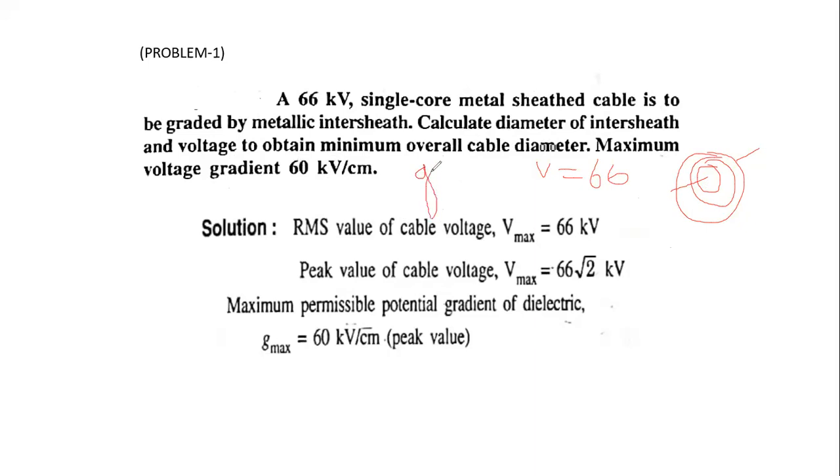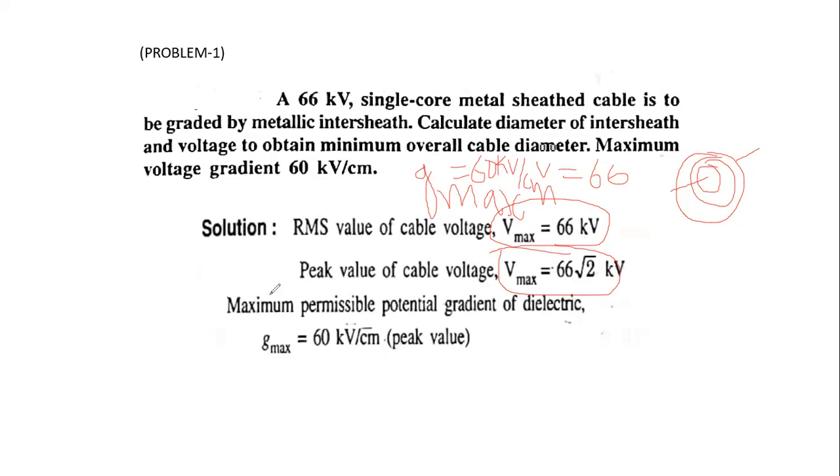Maximum voltage gradient means electrostatic stress, that is G max. Therefore the dielectric stress G max is equal to 60 kilovolts per centimeter. The RMS value of the cable voltage, V, is equal to 66 kilovolts, and the peak value of the cable voltage, V max, is equal to 66 by root 2 kilovolts.